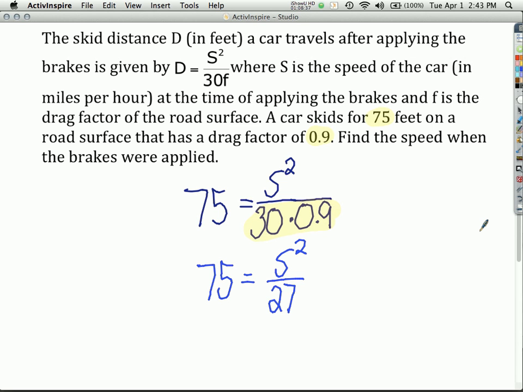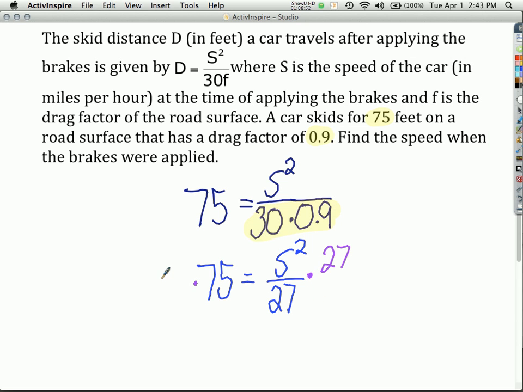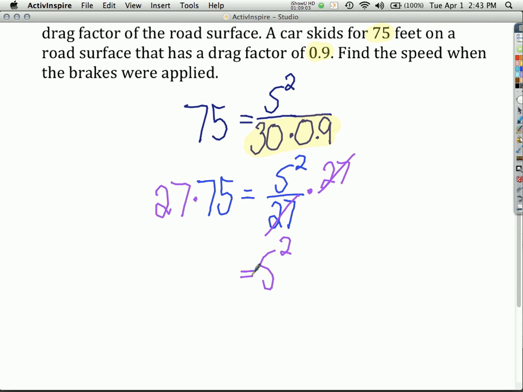Well, if I multiply by 27 over s squared, then the whole thing is going to disappear. I don't want the s squared to disappear. Times by 27. Yeah, so we're just going to multiply times 27 on both sides. This will cancel this, and now here's where we're at. We've got s squared equals what? S squared equals what?